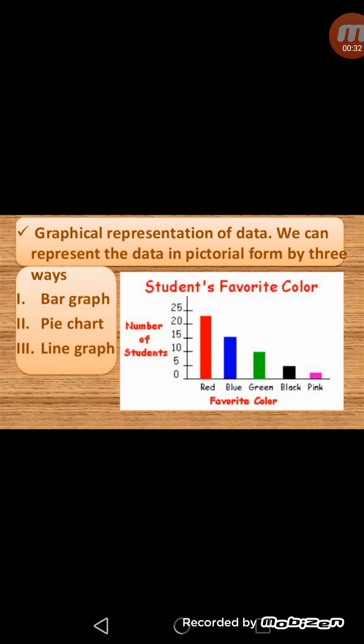Firstly, you should know what is distance time graph. The geometrical relationship between the distance traveled by a body and the time taken is called distance time graph. There are three types of graph. Number one is bar graph, number two is pie chart, number three is line graph. So we can say graphical representation of data means we can represent the data in pictorial form in these three ways: by bar graph, by pie chart, and number three is line graph.